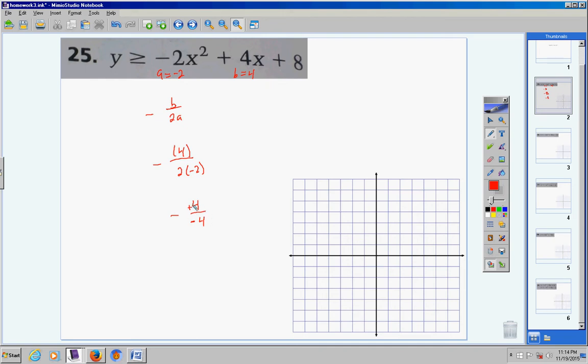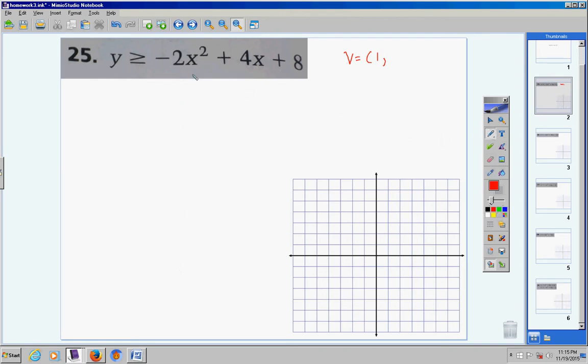So the whole fraction becomes negative, but then there's a negative out here, so the whole fraction becomes positive. It's like having a negative, negative, and then a fraction. Okay? So the whole fraction becomes positive. And 4 over 4 is 1. So I just found the x value of the vertex, 1. Now let's find the y value, okay?